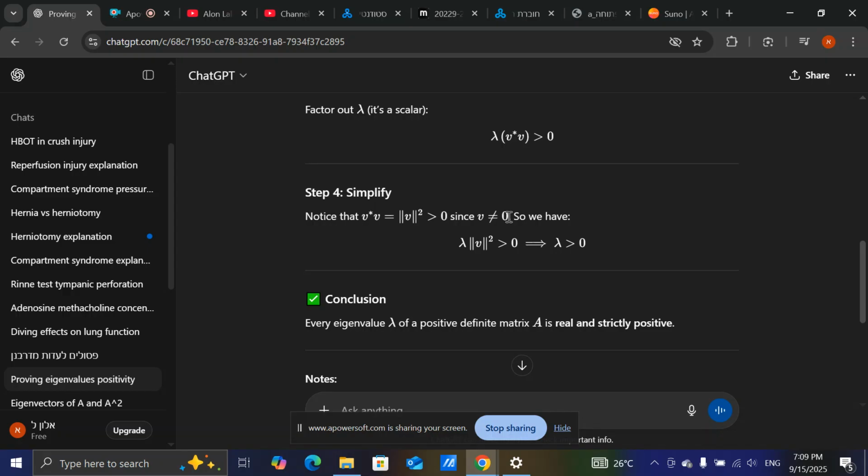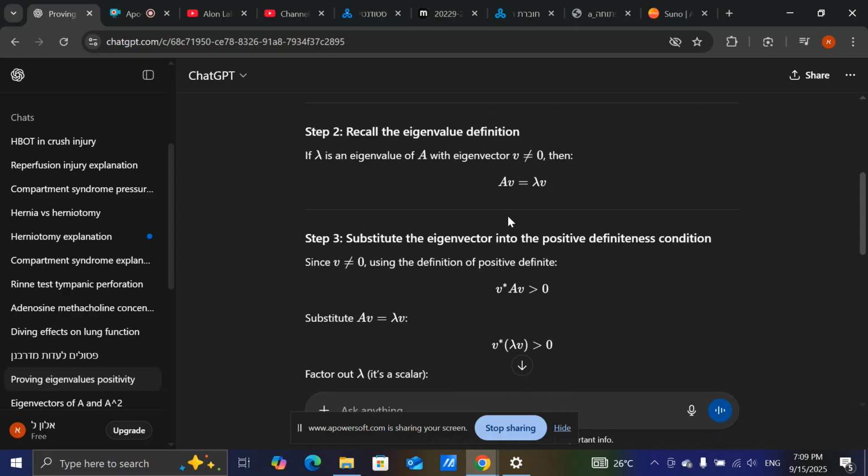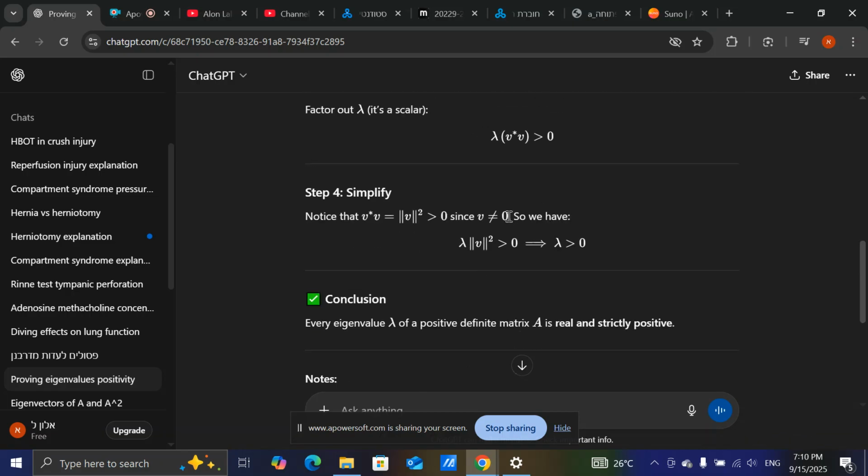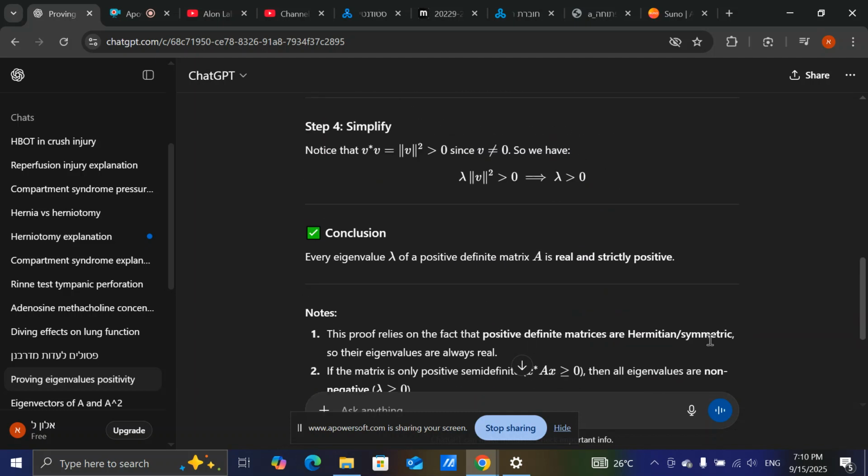As we said, we did it for an arbitrary eigenvector and got an arbitrary eigenvalue, so it's true for any eigenvalue. So all the eigenvalues of a positive definite matrix are positive, namely greater than 0. The conclusion is that every eigenvalue λ of a positive definite matrix A is real and strictly positive.